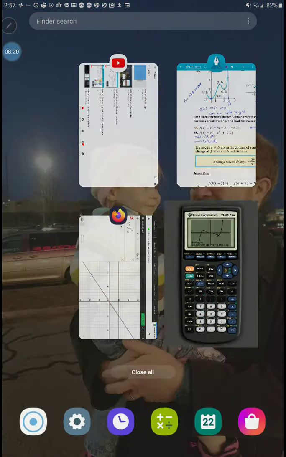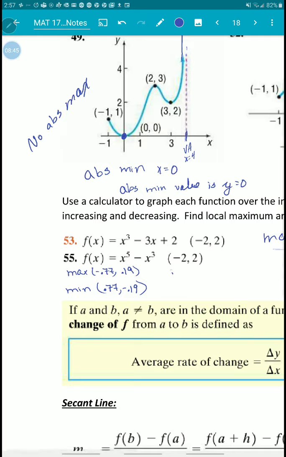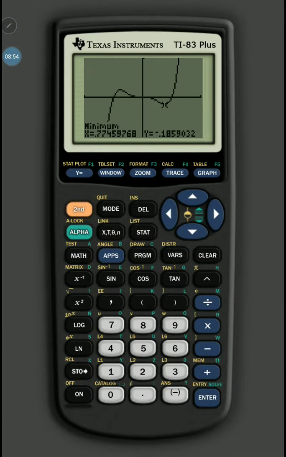Now, I do want you to notice that this one has some symmetry going on. This is an odd function because this is symmetric about the origin. So if we look at increasing and decreasing here, we are increasing from -2 up to this value, and that x value was -0.77. And then if we look at that graph, in between that -0.77 and this 0.77, we are decreasing.